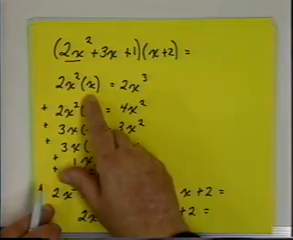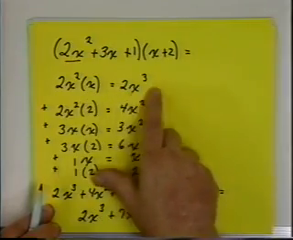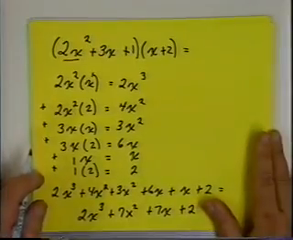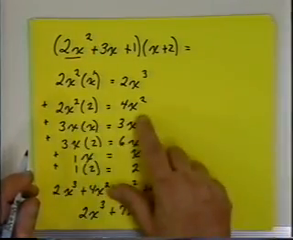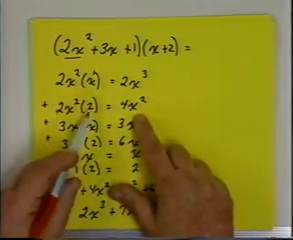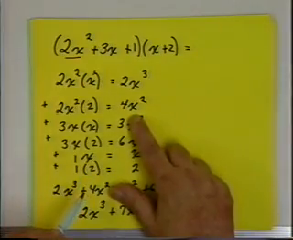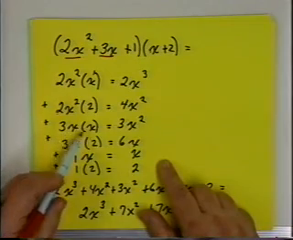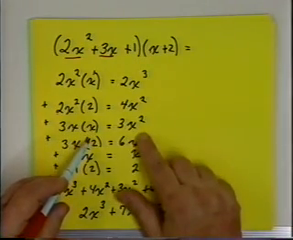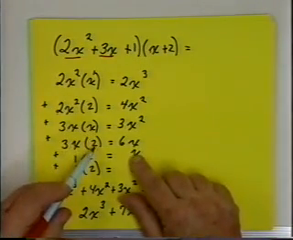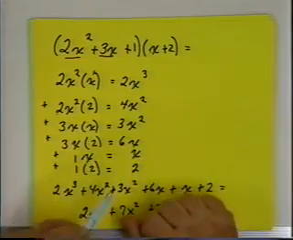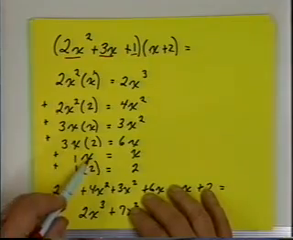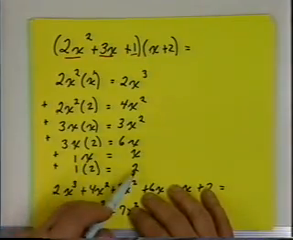So the 2x squared multiplies the x. That's going to give you 2x to the 3rd power, right? Because x squared times x to the 1 is x to the 3rd. The 2x squared also has to multiply the 2. The 2 times the 2 gives me 4. That's 4x squared. Now the 3x has to multiply each of the terms here. So the 3x has to multiply the x. That gives me 3x squared. The 3x also has to multiply the 2. That gives me 6x. Then the 1 has to multiply both the x and the 2. So 1 times x is x. 1 times 2 is 2.